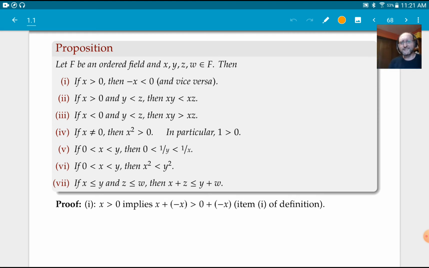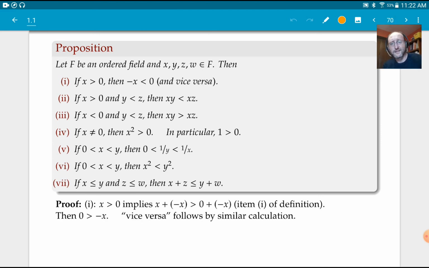Some of these are left as exercises. They're all kind of trivial. So for example, part 1, x being positive implies, by item 1 of the definition, that I could add minus x to both sides. So I have x plus minus x, which is 0, is bigger than 0 plus minus x, which is just minus x, which is precisely what I wanted to prove. And the vice versa is the same.